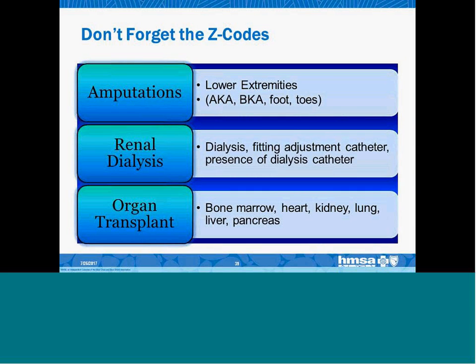Also, when submitting your claims, don't forget to put in your Z codes, and that's going to give us a lot of information on the status of your patient that's sometimes overlooked. For amputations, you can put in a Z code to indicate whether they have an amputation, whether it's below the knee, or whether it's a foot or toe amputation. For renal dialysis, if they're on dialysis, they have a fitting adjustment catheter or even the presence of a catheter. Anytime there's an organ transplant, there's a Z code for that as well.